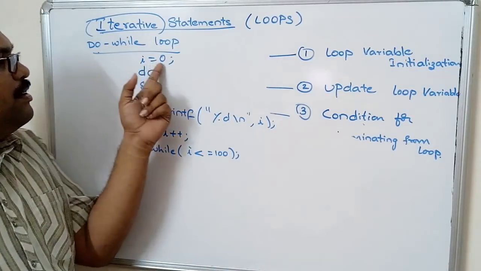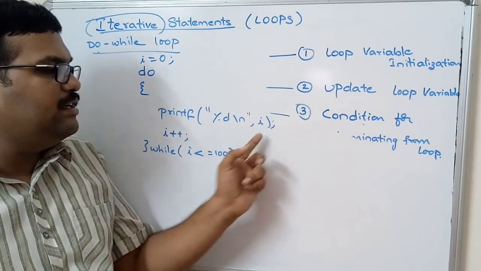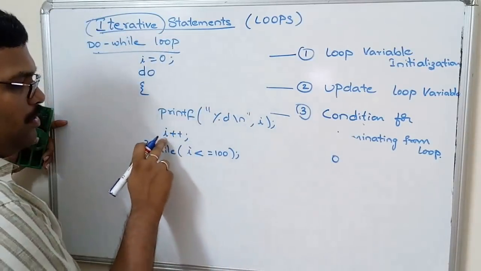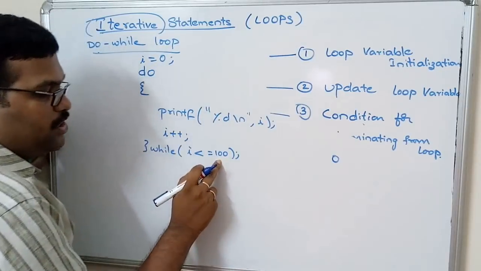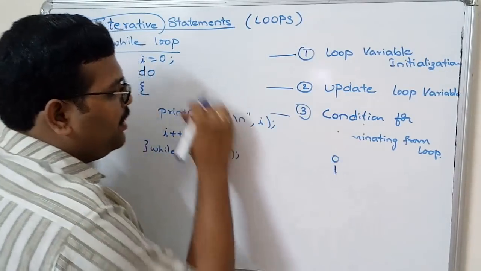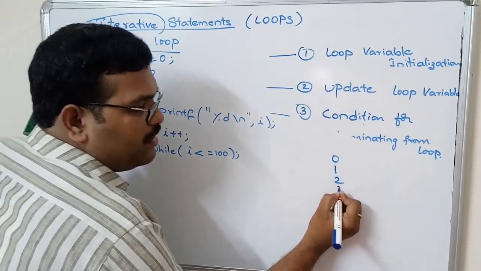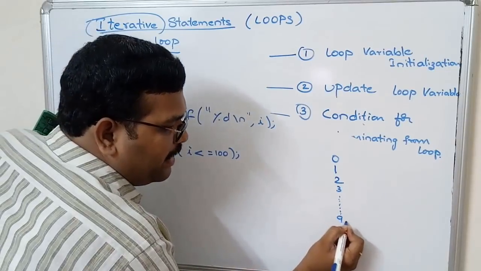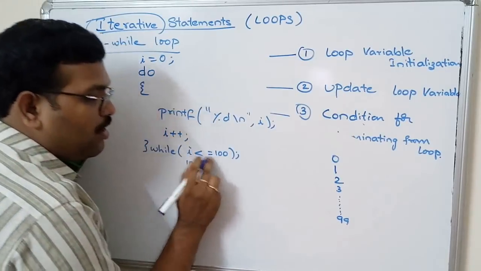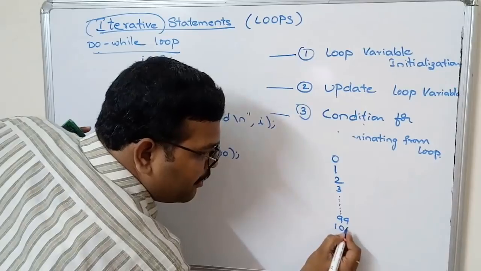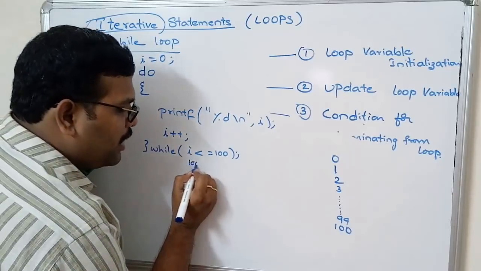Here, first I is initialized to 0, next entering into the loop, printf %d, so I will be printed as 0. Now I plus plus, 1 less than or equal to 100, condition is true, so 1 will be printed. Again 2 less than or equal to 100, 2 printed, 3 printed, and so on. If 99 is printed, 99 is incremented, so 100 less than or equal to 100, condition is true.